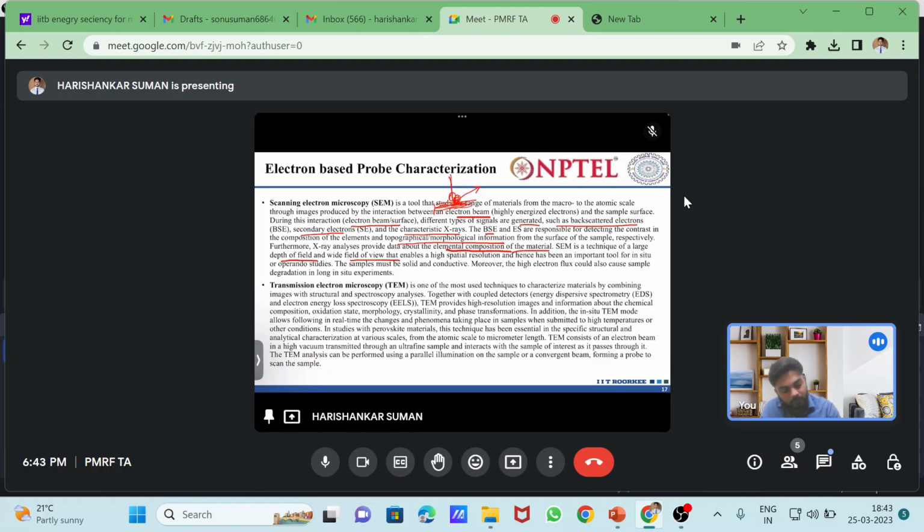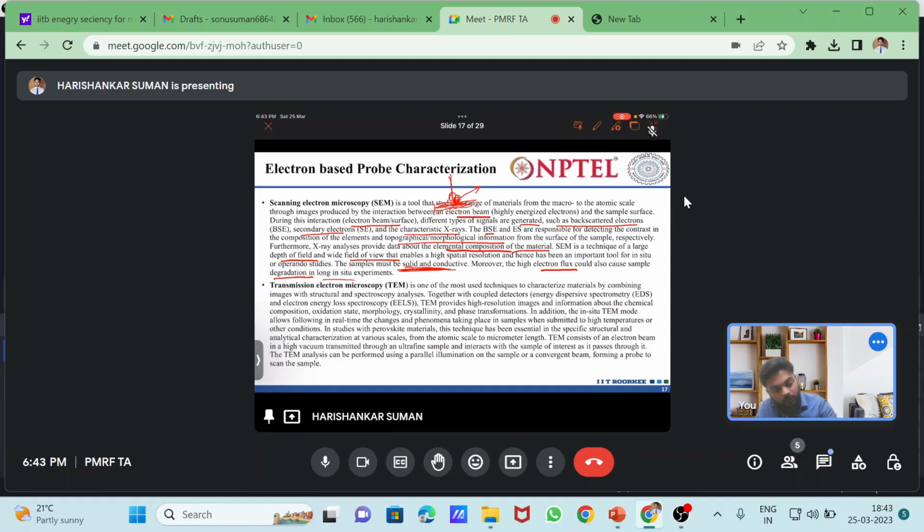The requirement is that the sample should be solid or conductive. Moreover, high electron flux could cause sample degradation in long in situ experiments. So the flux should be low to avoid degradation if our sample is not stable in the presence of high electron flux.